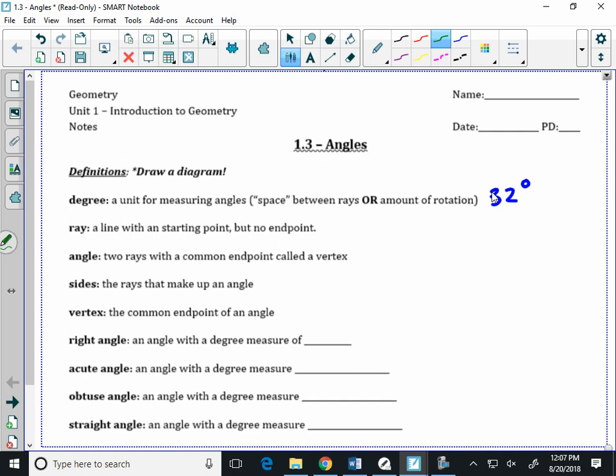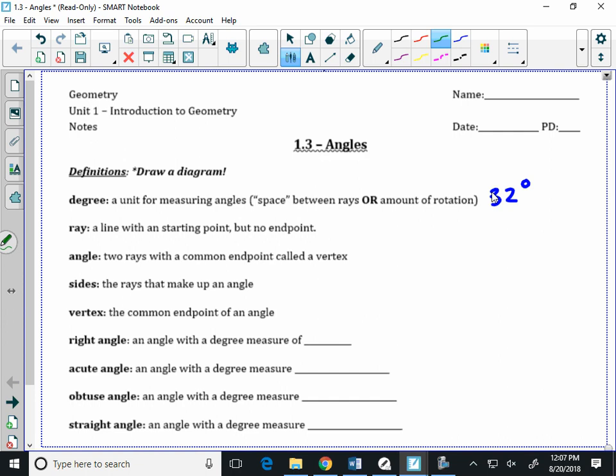A ray is a line with a starting point but no end point. How I like to think of a ray, it's half a segment and half a line. We talked about on Friday that a line goes on forever and ever and ever in all directions. So there's arrows on the end. A segment is a chunk of a line. It has a start point and an end point.